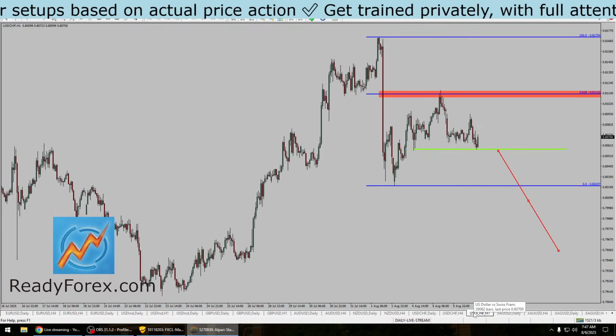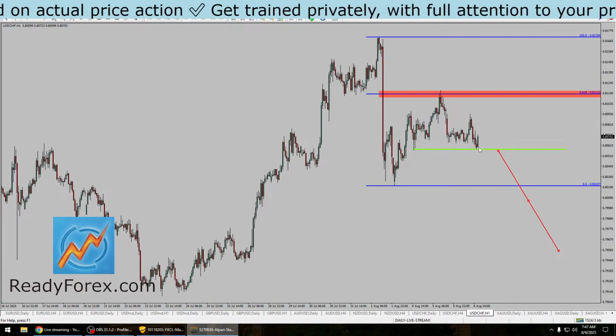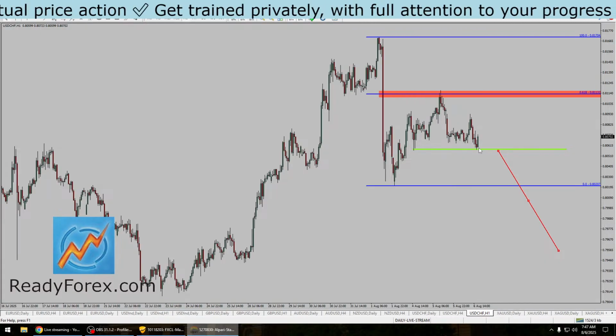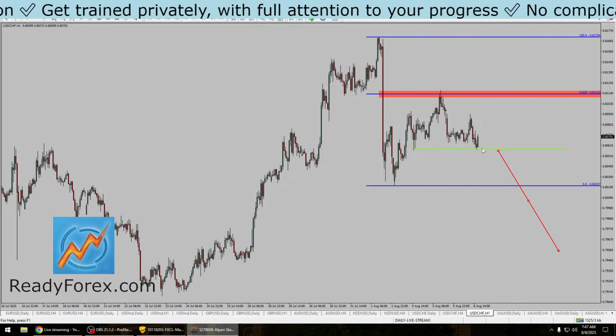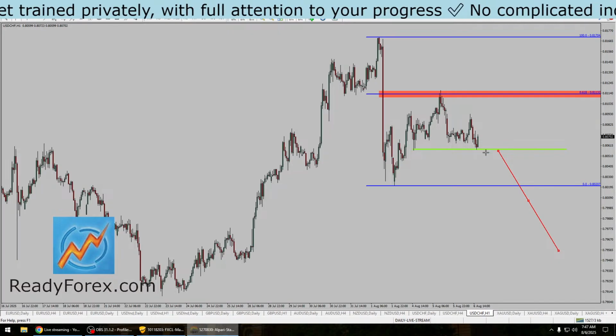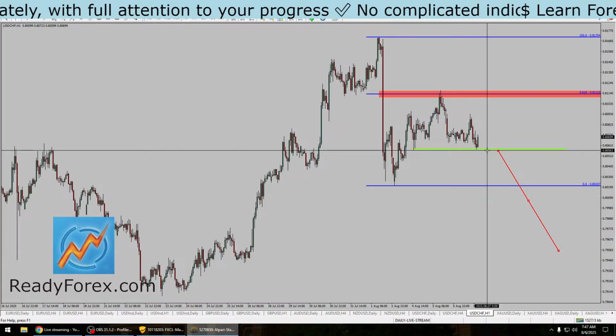So US dollar Swiss franc, 1 hour time frame. You see, price action is finding support. I would prefer to look for some sort of a bearish trade setup down over here if we get a break below this support level.